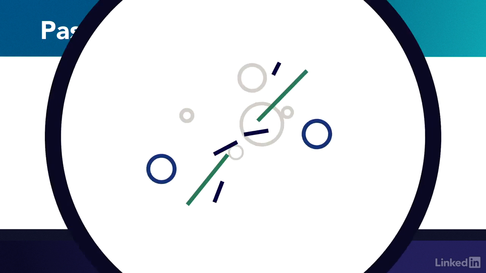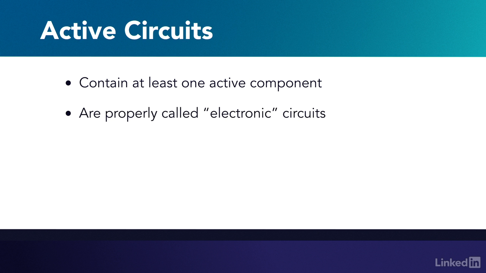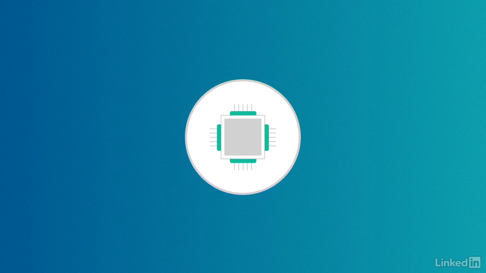Almost all circuits will include some combination of passive components, but they need to have at least one active component to be considered an active circuit. According to some definitions, for a circuit to be properly called electronic, it has to contain active components, controlling the flow of electricity. I tend to throw around the term electronic somewhat generously to describe both active and passive circuits. But active circuits really are what make electronics exciting.